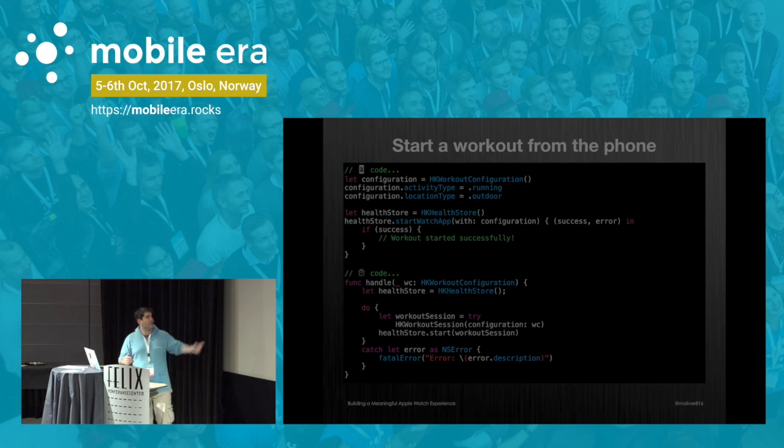When you do that, the Apple Watch code in the bottom half, the handle method, gets called, and you're essentially passed in the workout configuration that you did on the phone. You can then start your workout session however you please.